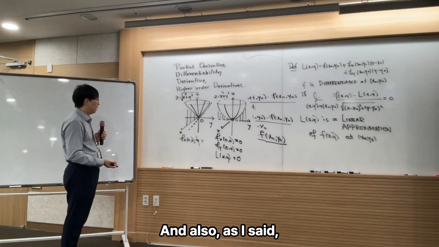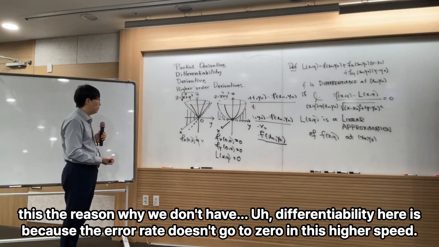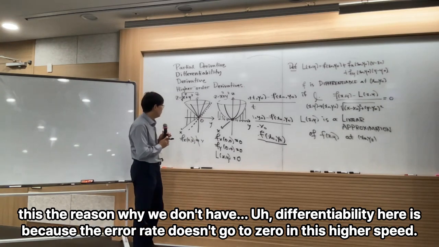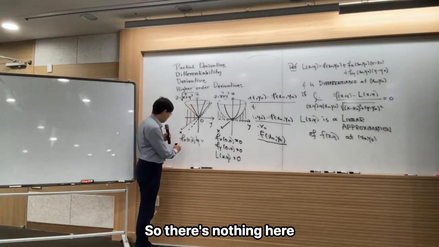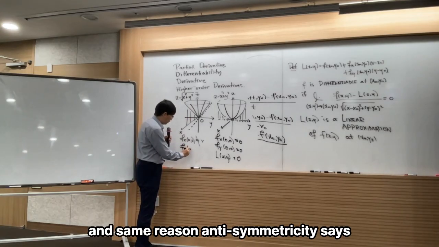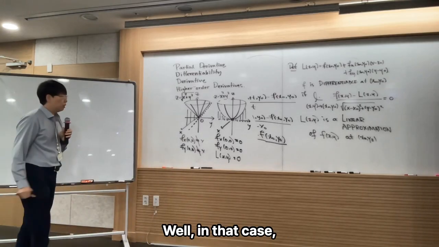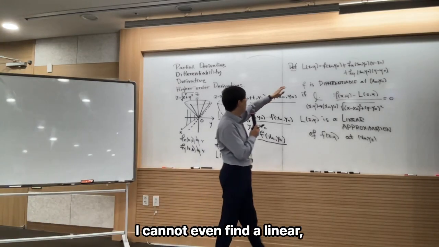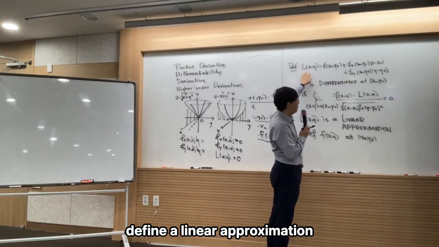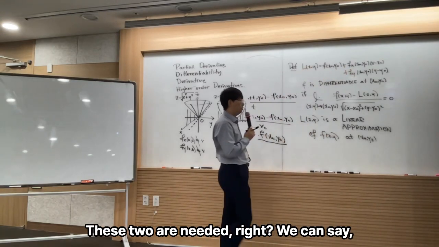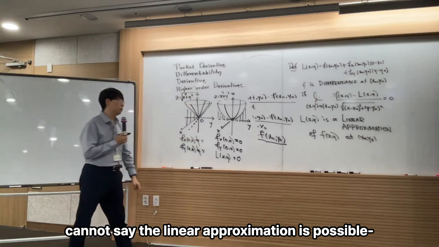And also, as I said, the reason why we don't have differentiability here is because the error rate doesn't go to 0 at a higher speed. So there's nothing here, and it's the same reason, and symmetry says there's no partial derivative. Well, in that case, I cannot even define the linear approximation because that's what it needs. These two are needed, right? You cannot say the linear approximation is possible.